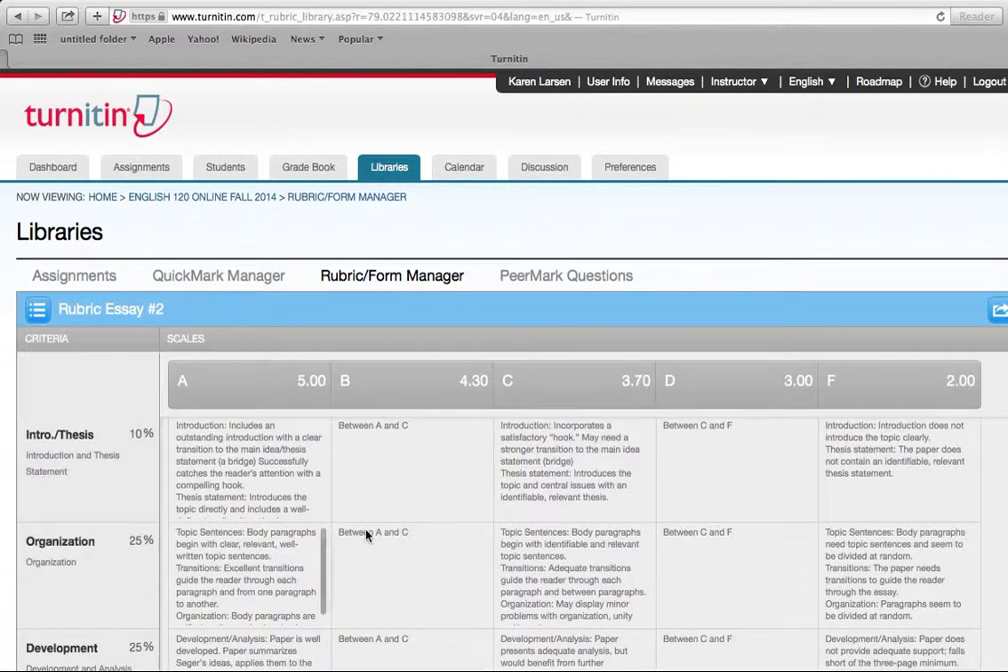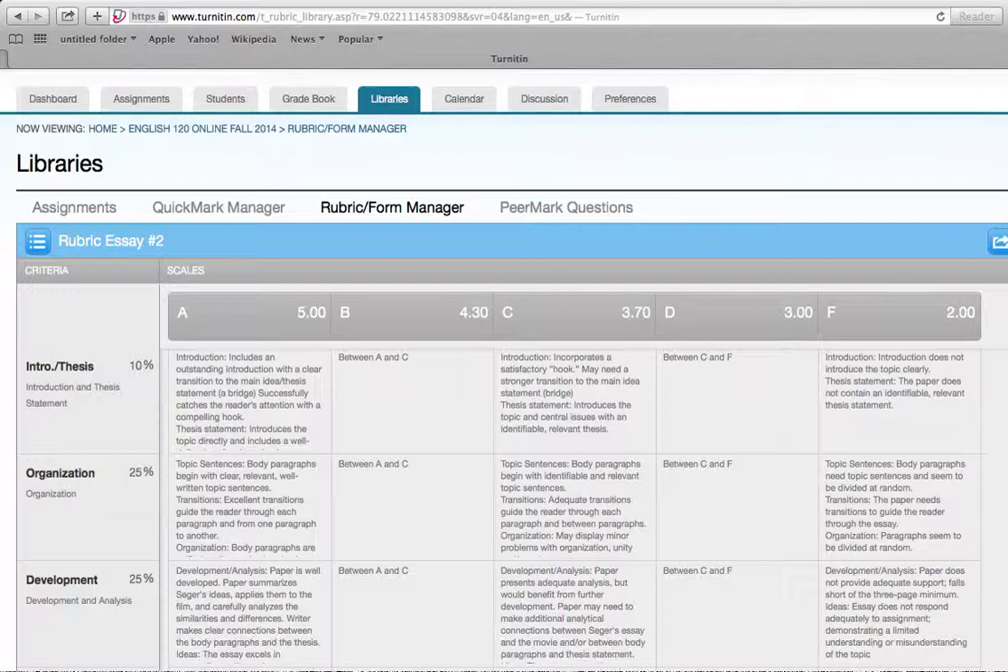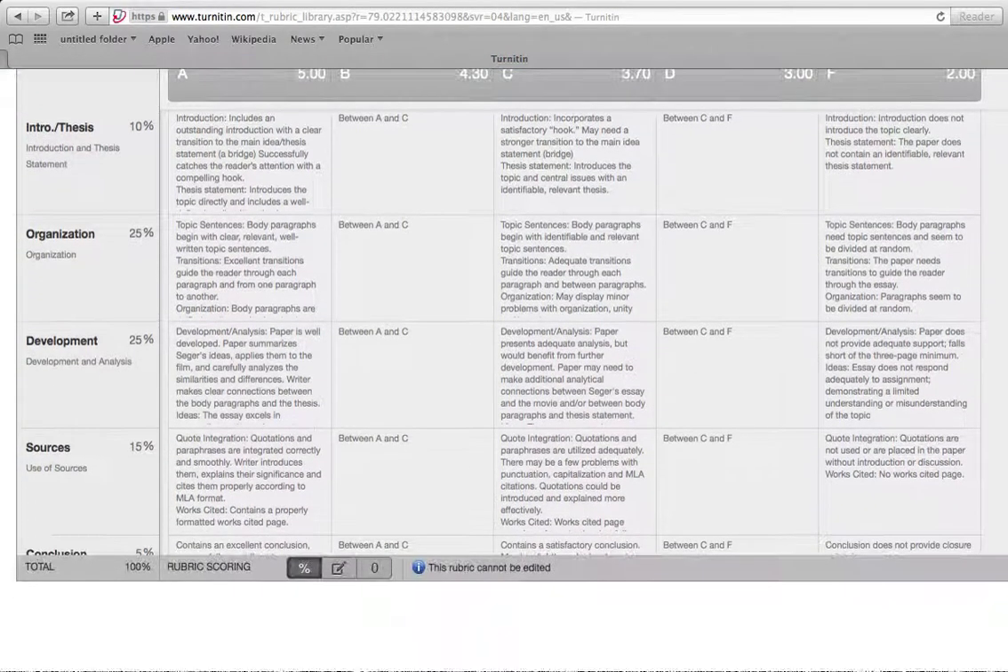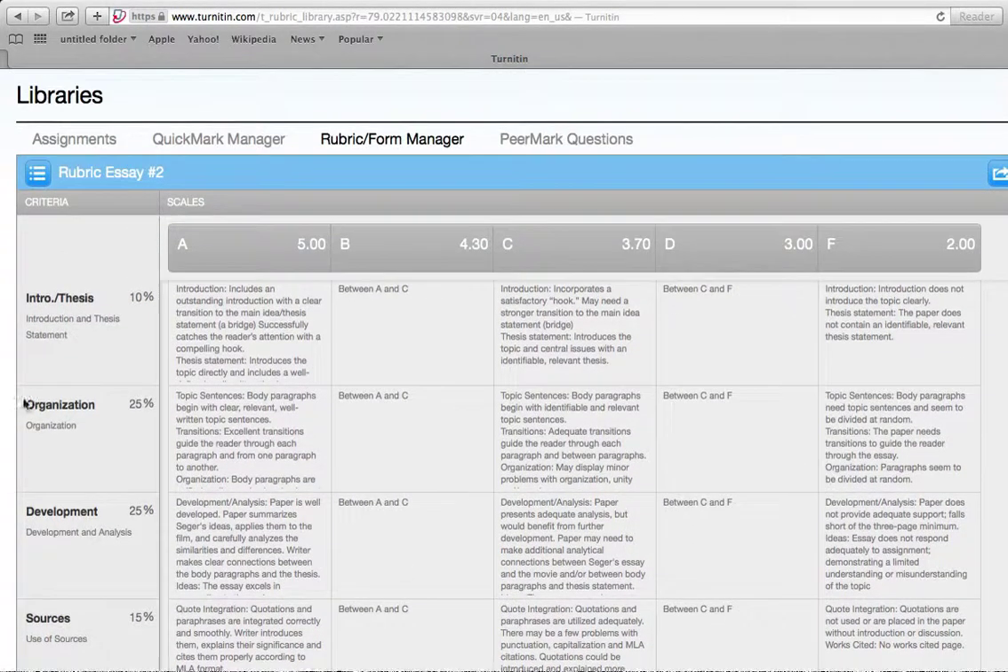Here we go. Okay, so this is the same kind of rubric I use in my face-to-face class, and I adapted it for online grading. Basically, I have 6 criteria. I'm going to go through each one with you here on the side. And each criteria is worth a certain percent of your grade. And then there's a sliding scale here of A, B, C, D, and F.